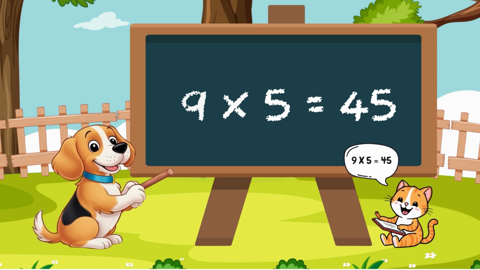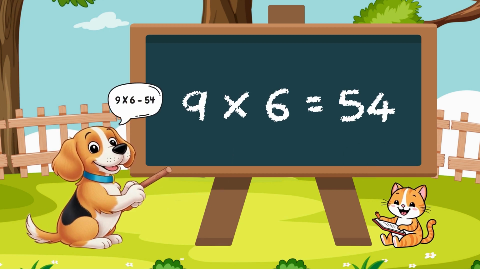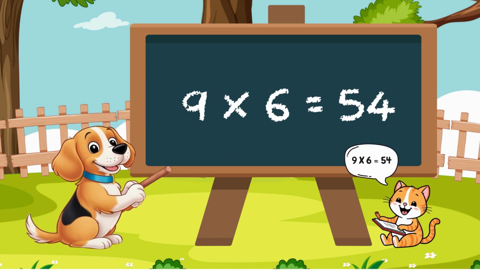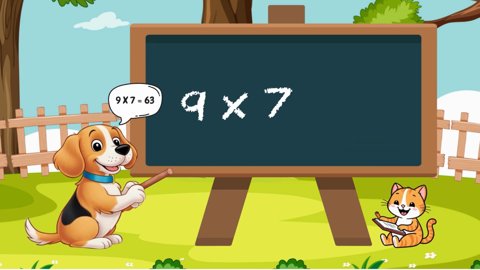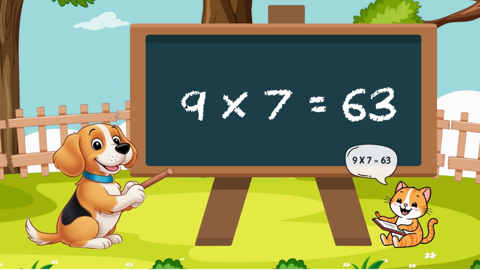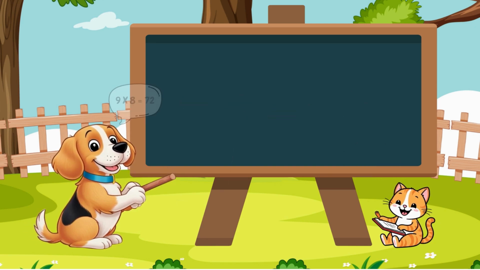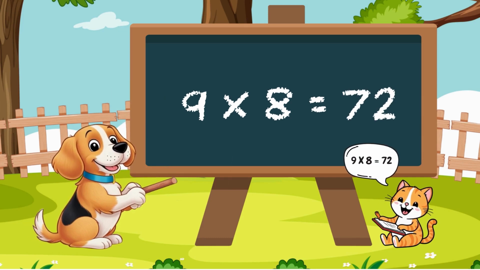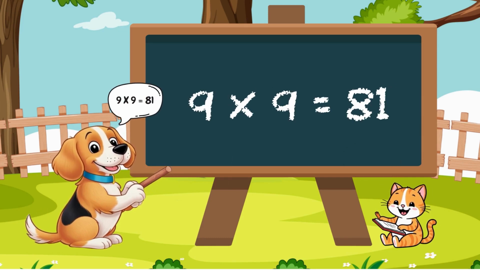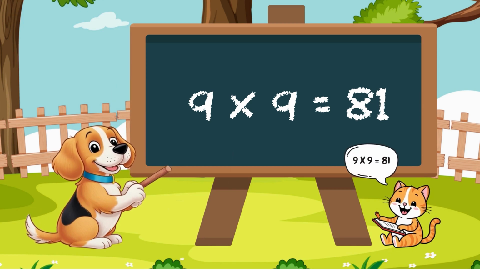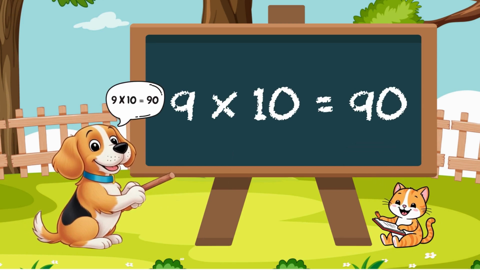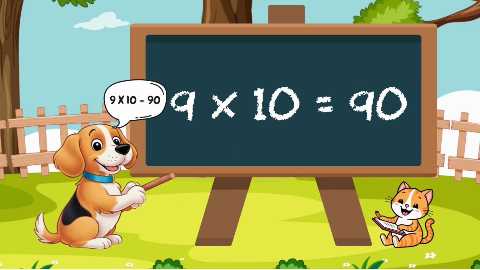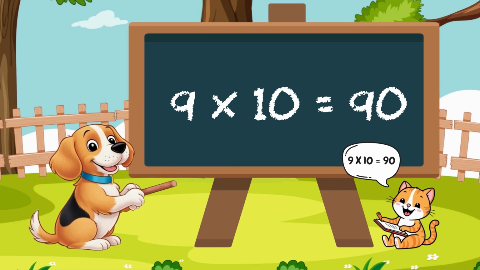Nine fives are 45. Nine sixes are 54. Nine sevens are 63. Nine eights are 72. Nine nines are 81. Nine tens are 90.